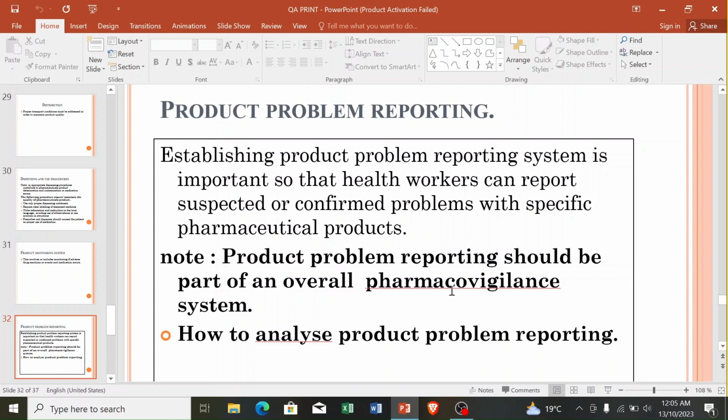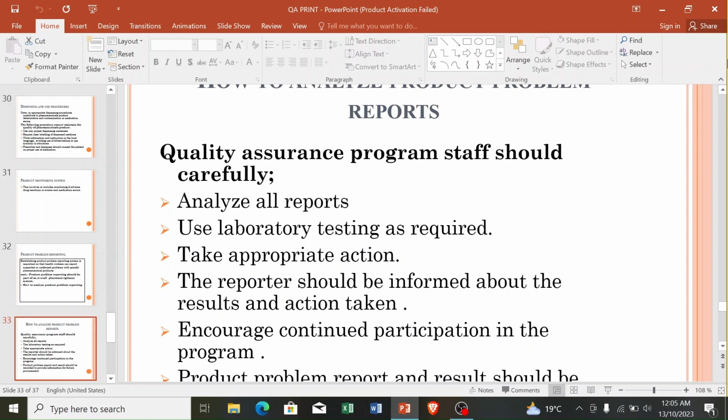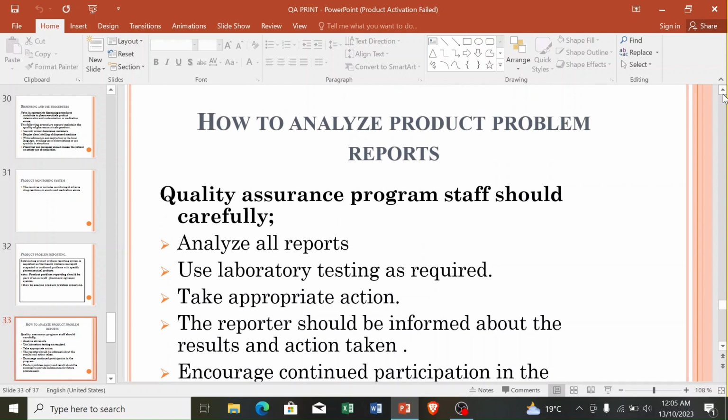And then how should people analyze the product problem report? It should also be put clearly. That takes us to how we have to analyze a problem that has come. People are bringing complaints about your product. How are you going to analyze whatever problems or information you're getting? We see that quality assurance program staff should carefully analyze all the reports they receive from all corners of the country, all corners of the world. They have to analyze them.